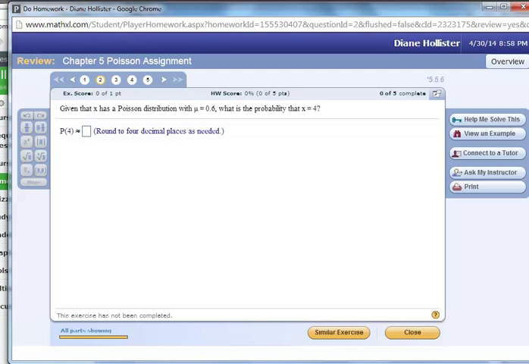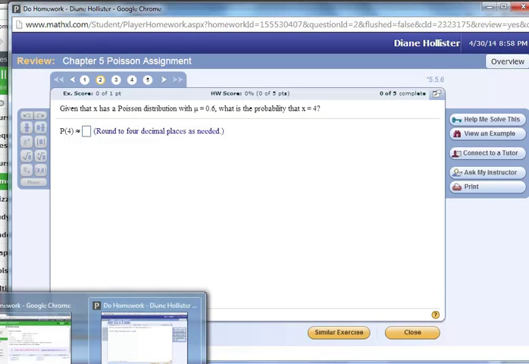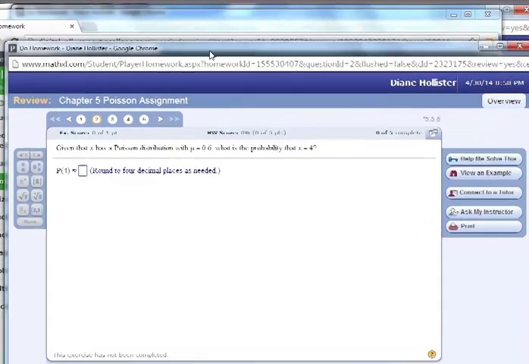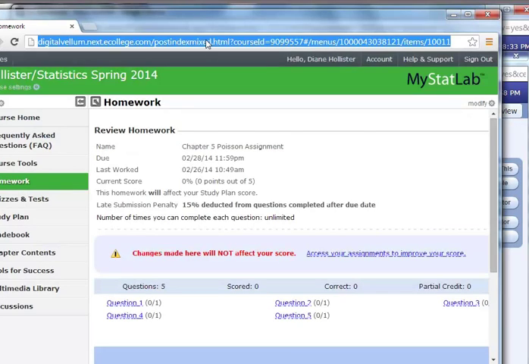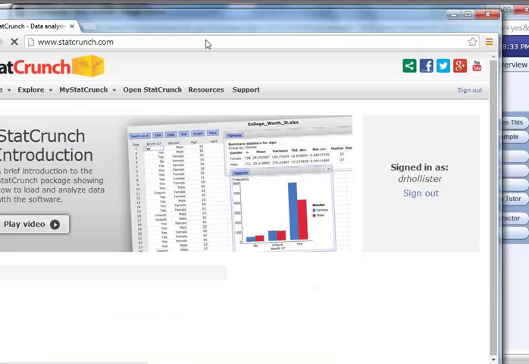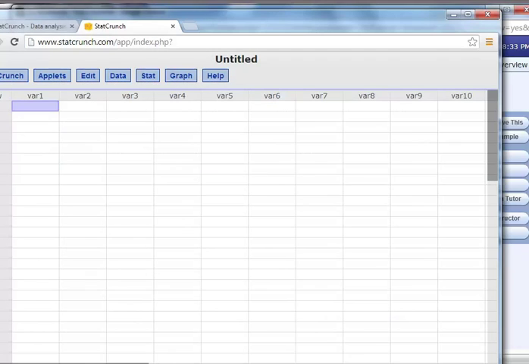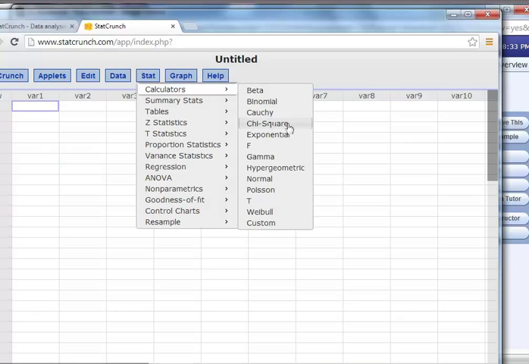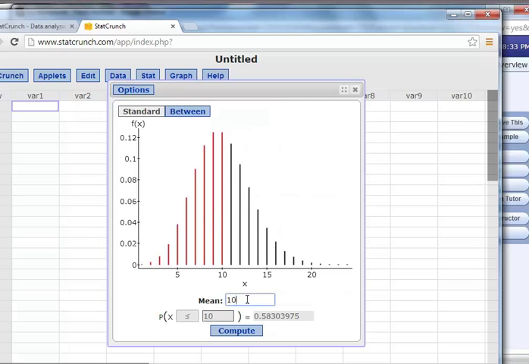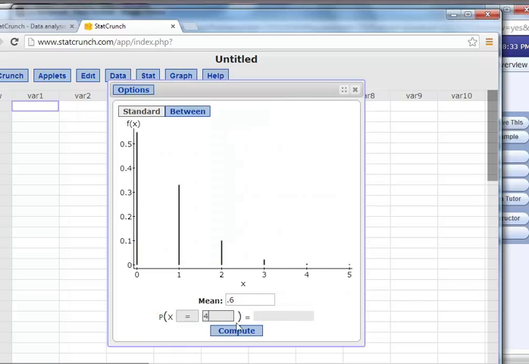Okay, now, on these particular problems, you are going to have to go directly to StatCrunch.com. They are not linked with this particular homework set. So just keep in mind that we're going to go to StatCrunch.com, click to open. And again, we're just going to go in there and we're going to open up our calculator. This time we're going to hit Poisson. We're going to tell it that the mean was 0.6, but we wanted to know the chance that it was exactly 4. We're going to click compute. And then we know that the chance of that happening is very, very small, 0.00296.